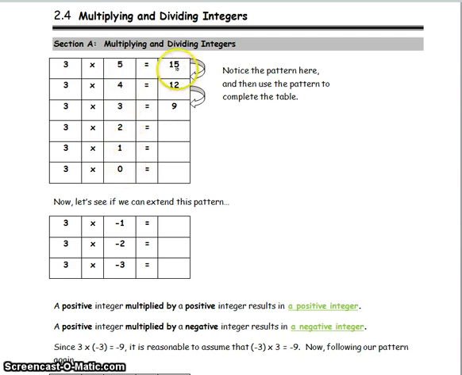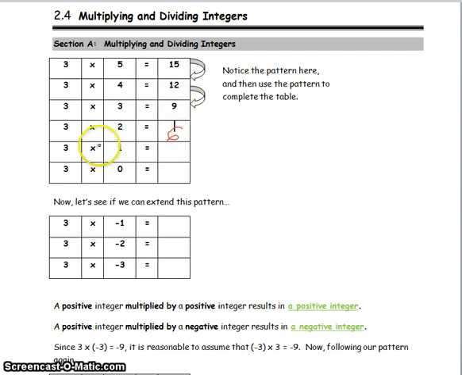Now if you notice with our answers, when we start off with 3 times 5 is 15, when this number goes down by 1, this number goes down by 3. This number goes down by 1, this number goes down by 3. Now we can see plainly that 3 times 2 is 6. However, we could look at this pattern. Since every time it goes down by 1, we subtract 3, 9 minus 3 is 6.